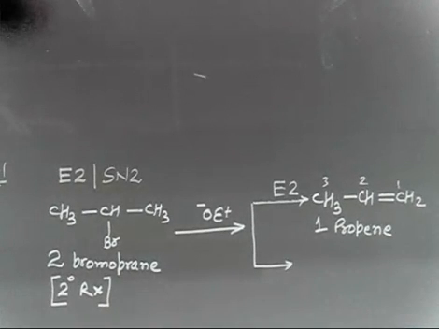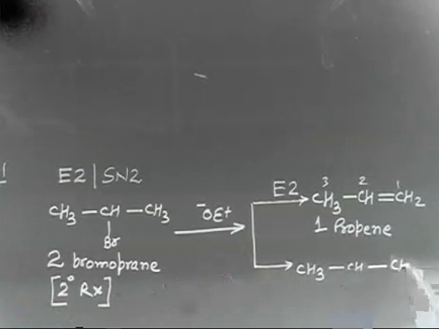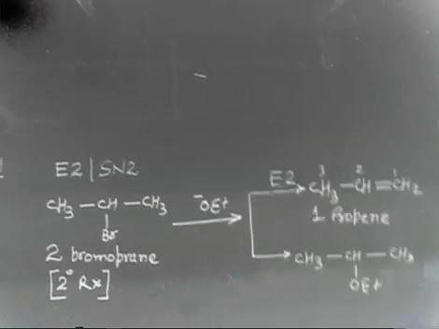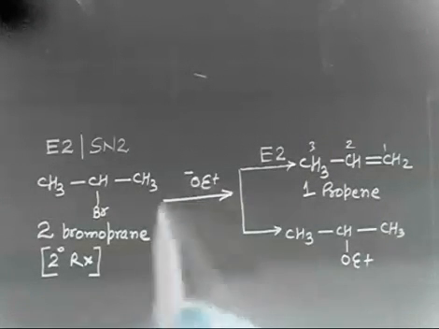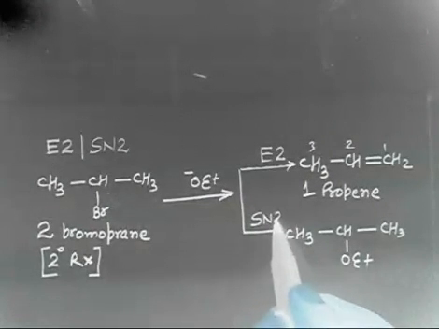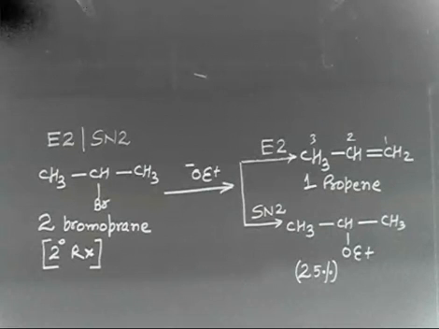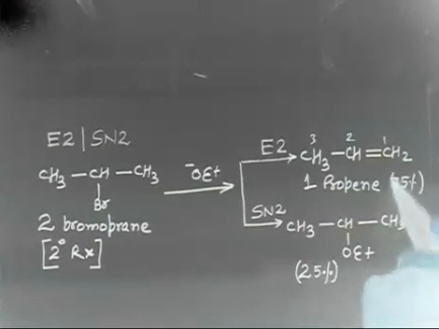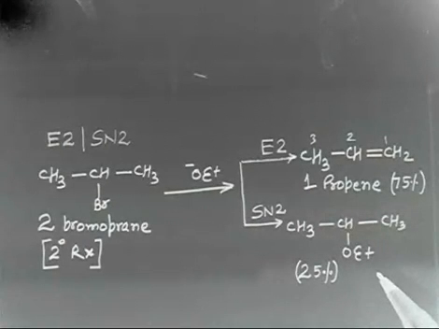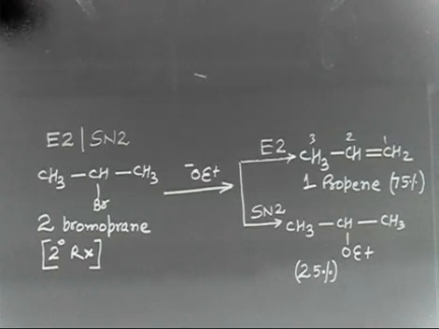Now the second product, it says you also get 2-ethoxypropane. At position number 2 you add an ethoxy group: CH3 CH CH3, and you add the OEt group here. This is a substitution product. This attacks here, Br goes. So this is your SN2 product. The question says 25% is the substitution product, and the upper product is 75%. So mainly you have elimination and less substitution. Majorly in this case you are getting elimination.